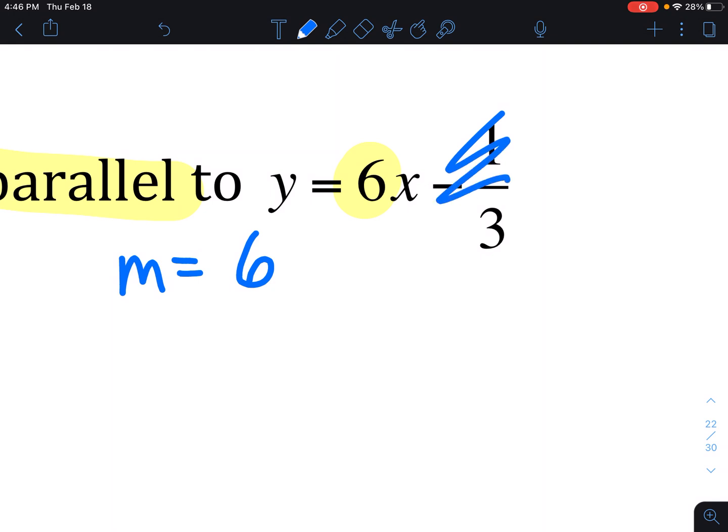Now, don't worry about this. Cross that out. That is irrelevant to this problem. That's the y-intercept. We don't need that. The only thing we need from the equation that's given to us is that slope 6.